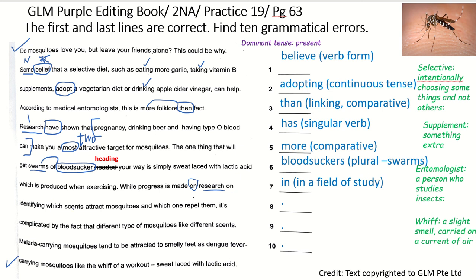on identifying which scents attract mosquitoes and which one repel them. So this is plural form. Then this will be in plural form as well. Okay, do you see that this is actually correct, because this is plural subject, plural verb, plural subject, plural verb. So if this is plural verb, this must be a plural subject. One must be a plural subject. So that should be ones. Okay, another clue is the word repel.